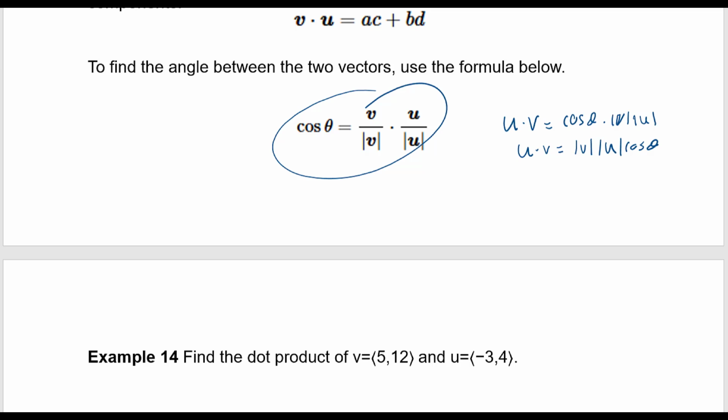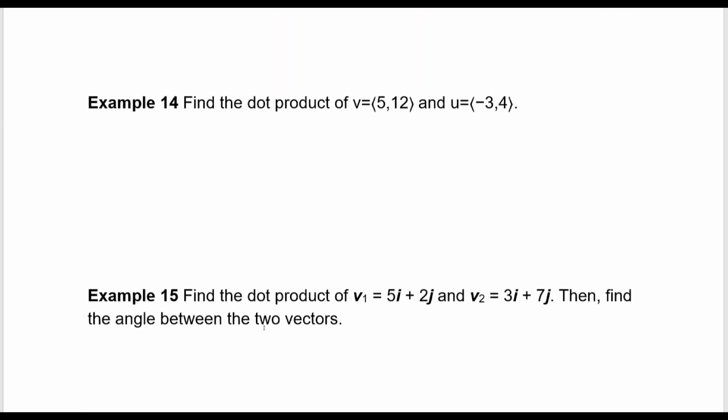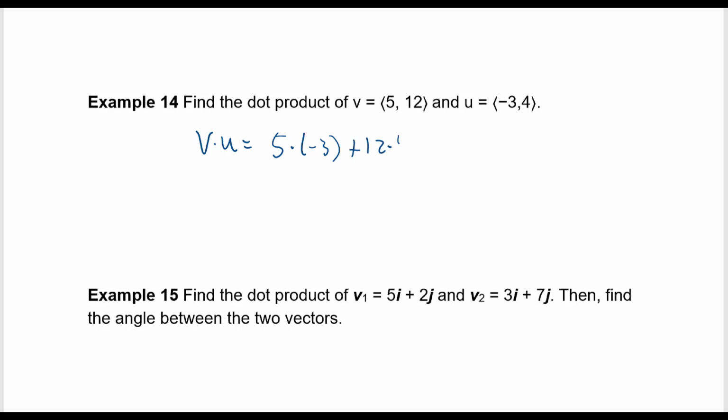Okay, so let's go on to example 14. It says find the dot product, where v equals ⟨5, 12⟩ and u is ⟨-3, 4⟩. So our dot product, u dot v or v dot u, however we want to do that, doesn't matter. v dot u is going to be 5 times negative 3 plus 12 times 4. So that's negative 15 plus 48, which is 33.